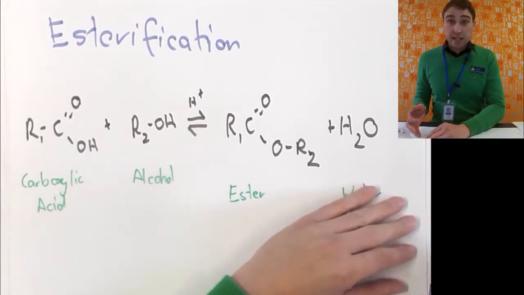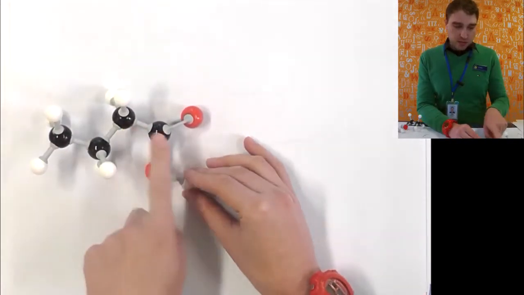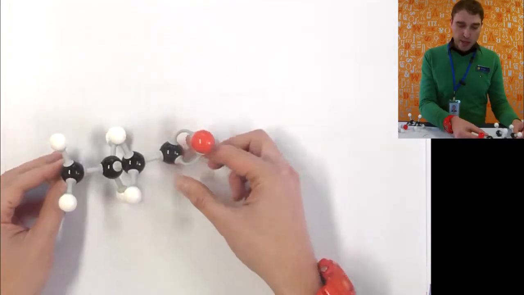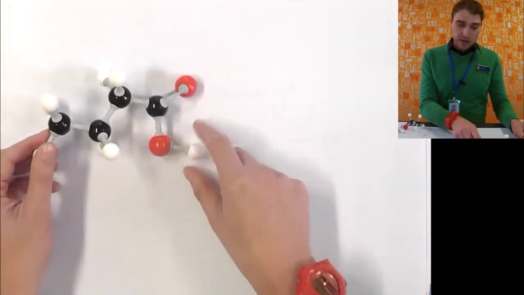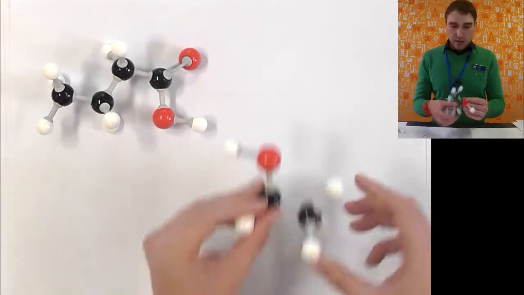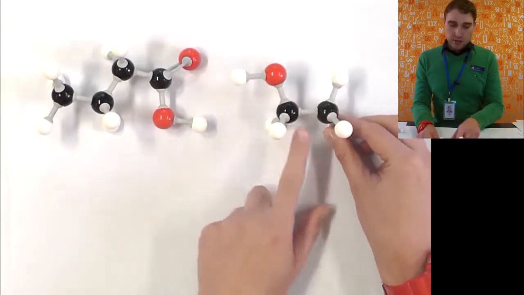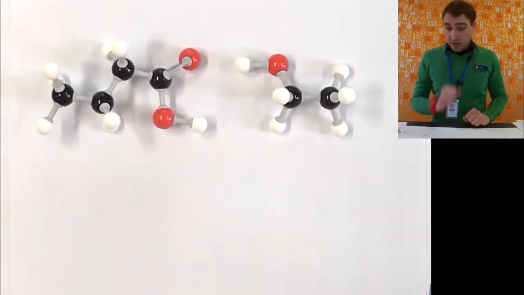So let's look at an example. The carboxylic acid that I'm going to use is this one here. Methyl, ethyl, propyl, butane, so this is butanoic acid. We can see the carboxylic acid group here, C double bond O, and the OH bit. So butanoic acid, we're going to react that with ethanol. So here's ethanol, so 2 carbons, and here's our hydroxyl group. So they're going to react together.